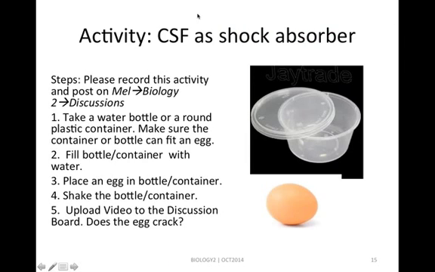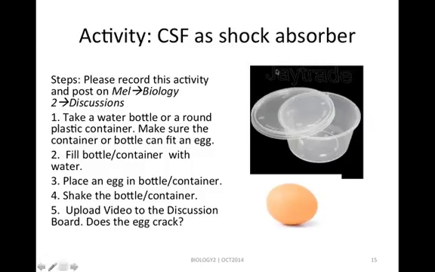Okay, this activity, please record this activity and post on mail. So you take a container. It can also be a water bottle or a disposable plastic container. Make sure the container can fit an egg. Fill the container with water and place an egg in the container. Shake the egg container and upload the video to the discussion board. Does the egg crack?